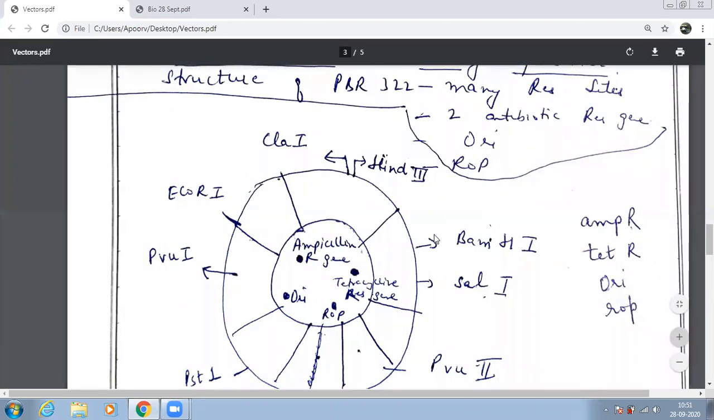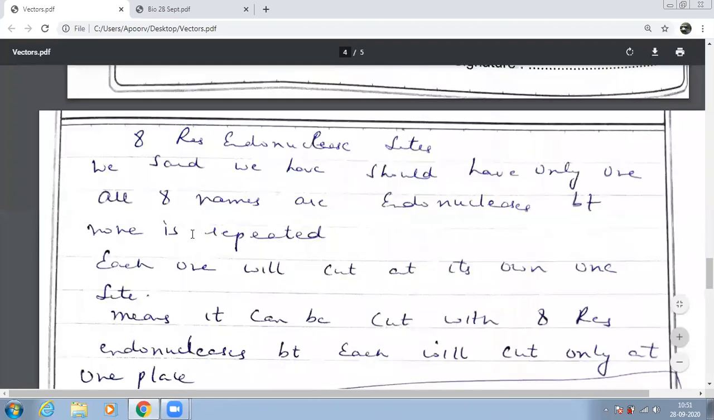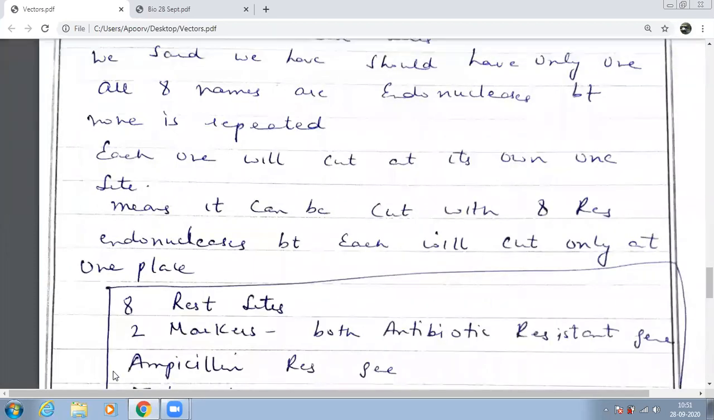First we'll draw a bigger circle, then we'll draw a smaller circle. Inside this smaller circle, we'll have these 2 markers, the resistance genes. You've got the ORI site, you've got 1 ROP, and you've got 8 restriction endonuclease sites. What we need to remember is that all 8 names are endonucleases, but none of them is repeated. That means each one will cut at its own one site, so it can be cut with 8 endonucleases, but only at one place. How many restriction sites?